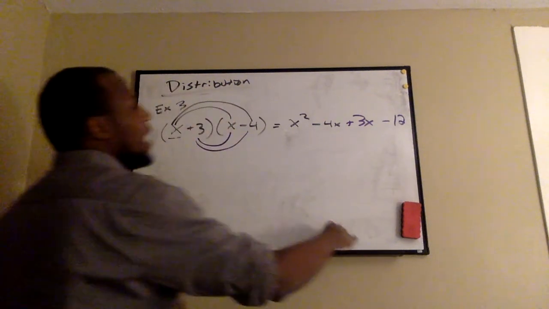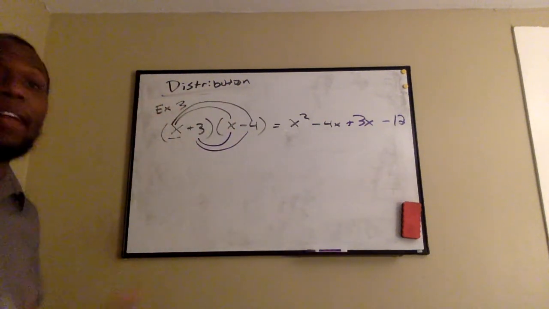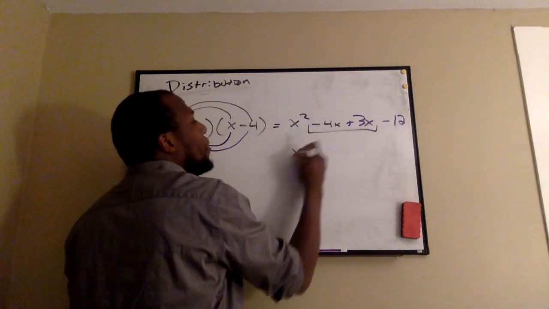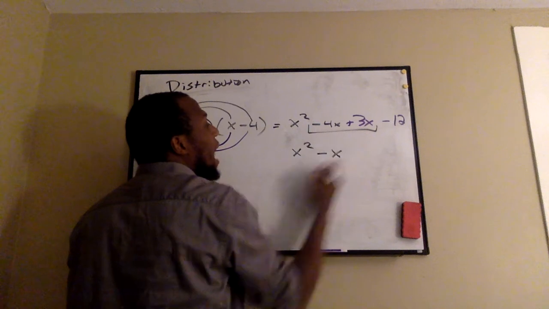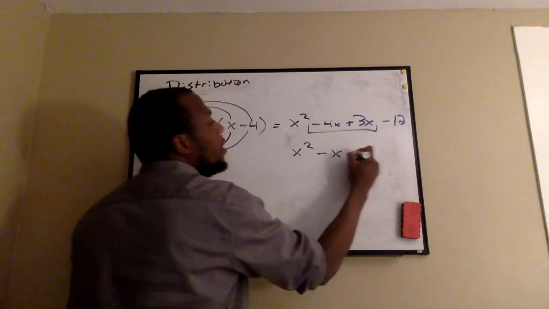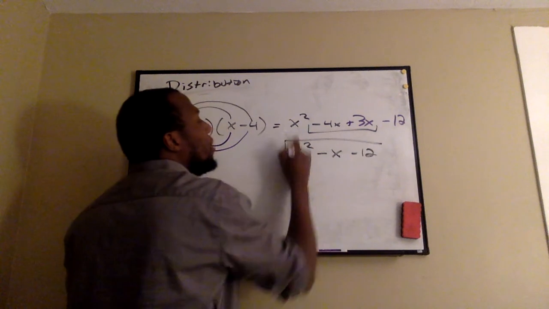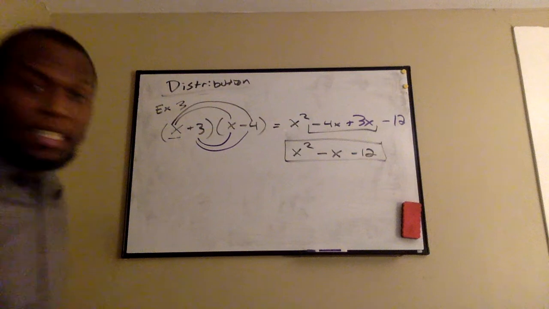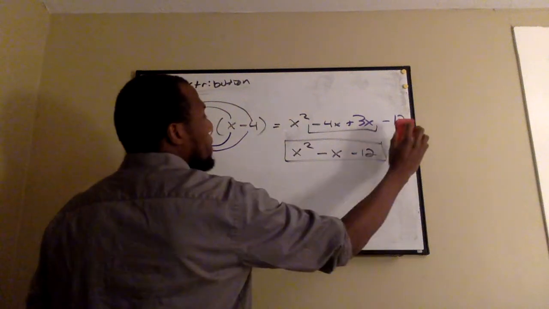Okay, we have to take into consideration that now we have like terms, so we need to add those like terms, those 2 right there, and we'll end up with x squared minus x, because negative 4 plus positive 3 gives us a negative 1, minus 12. And that will be our simplified answer. Okay, one more example of that.